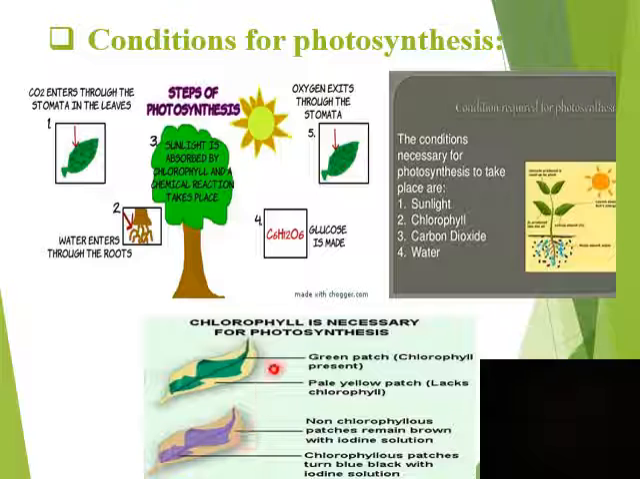If I ask you from this figure which factor we are studying, we are studying the importance of chlorophyll. This is an important document showing you how you can be asked about the conditions of photosynthesis. So here we are testing the importance of chlorophyll. Once it is present and once it is absent, what will be the result with the iodine test?